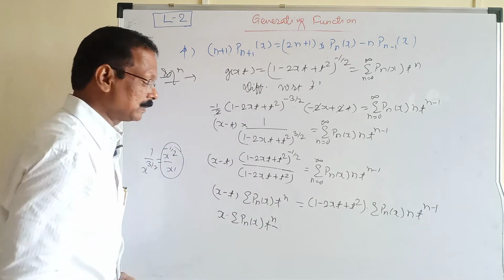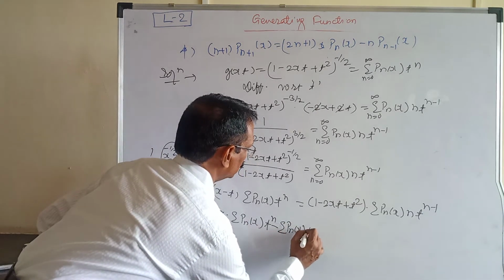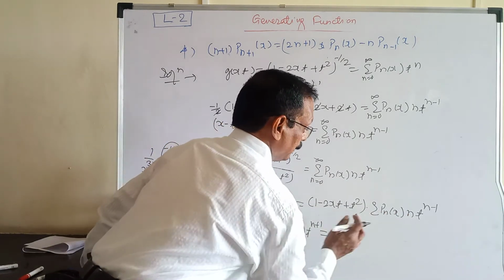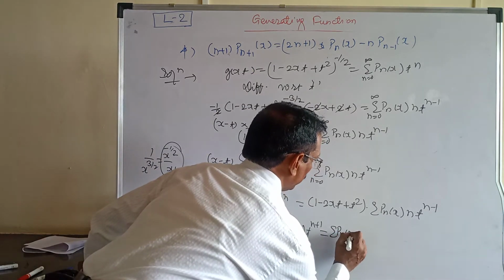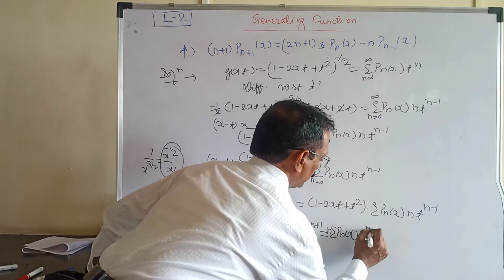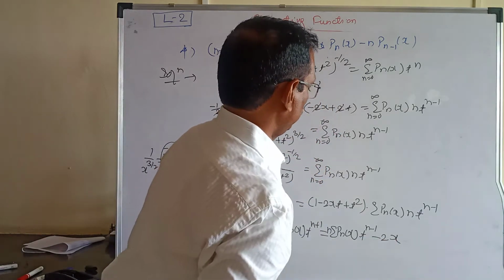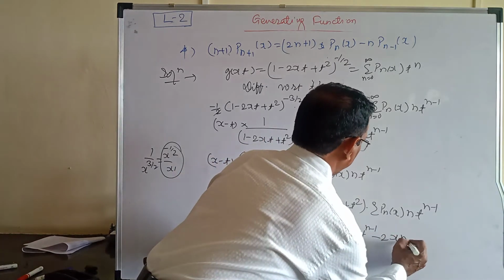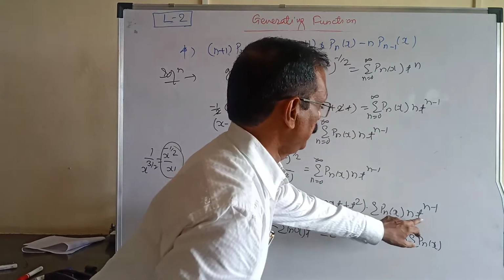So we get here t raised to n plus 1, minus summation of Pn of x into t raised to n plus 1. And the right hand side: 1 multiplied by this term remains as it is here. It is summation of Pn of x into, taking n outside the bracket, n into Pn of x into t raised to n minus 1, minus twice x. So here I get twice x into n into summation of Pn of x into t raised to n minus 1.